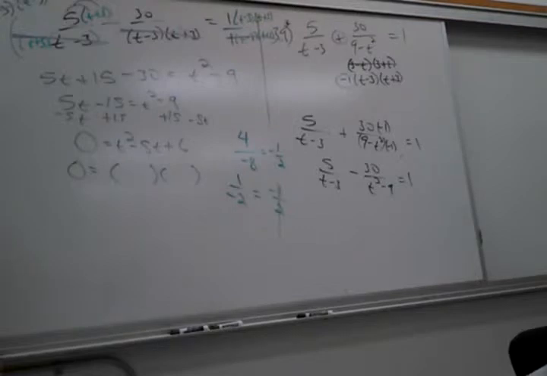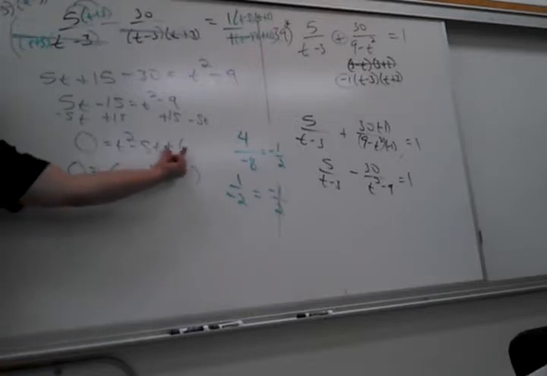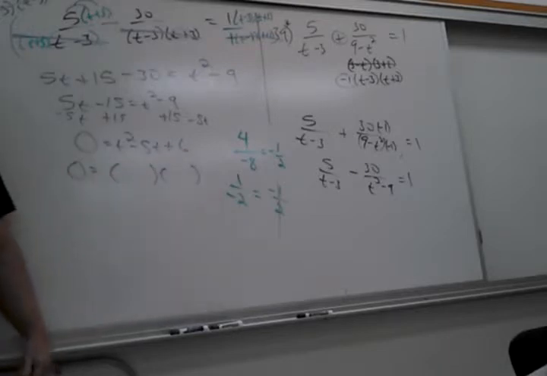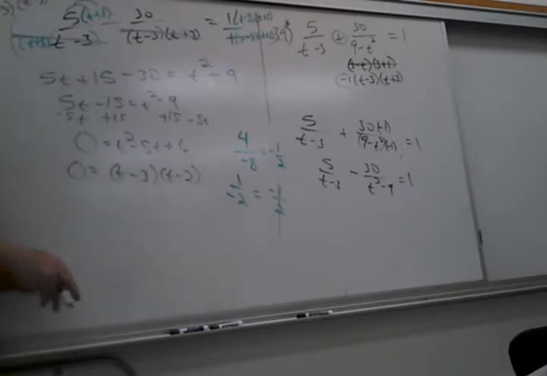1 times 6 is 6, 1 plus 6 is 5? You've got to be careful. If I use 1 and 6, they have to be different signs to make 5, right? But if they're different signs, they can't make 6. So yeah, it's got to be 3 and 2. There you go, cool. So t minus 3, t minus 2.